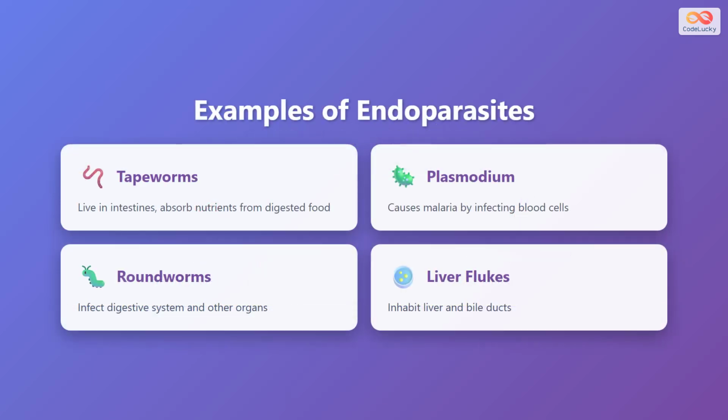Let's look at some common examples of endoparasites. Tapeworms live in the intestines of their hosts and absorb nutrients directly from the digested food passing through. Plasmodium is a microscopic parasite that infects blood cells and causes the disease malaria in humans. Roundworms infect the digestive system and sometimes other organs, causing various health problems. Liver flukes are parasites that specifically inhabit the liver and bile ducts of their hosts.